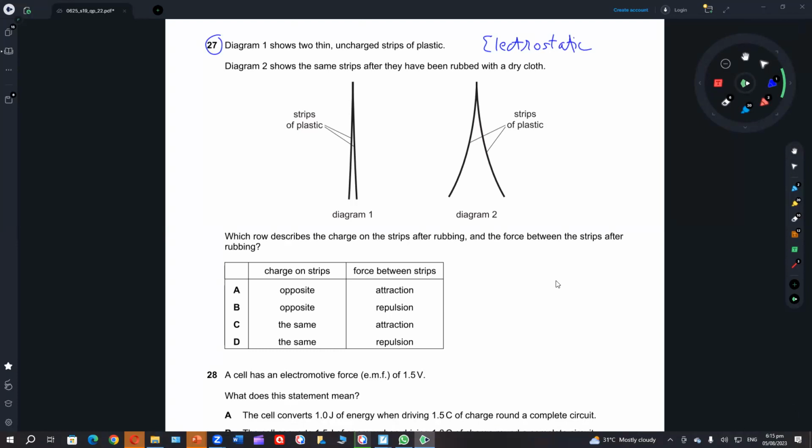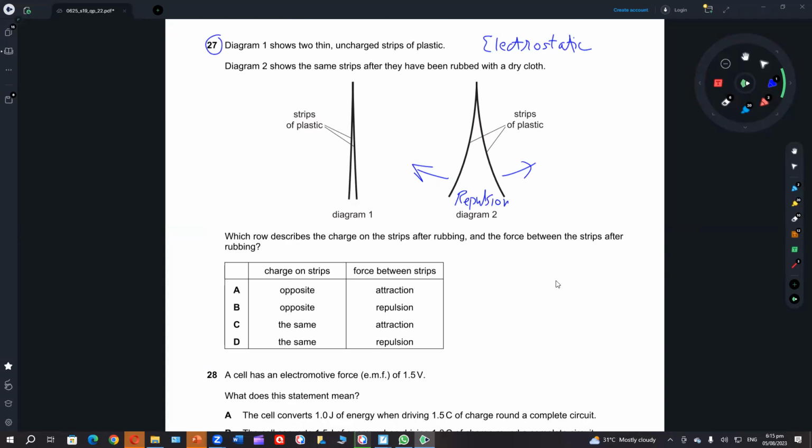Which row describes the charge on the strips after rubbing and the force between the strips? The diagram is showing the strips are moving away from each other. So this type of moving away shows that there should be repulsion, in diagram 2.